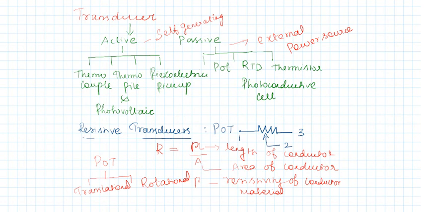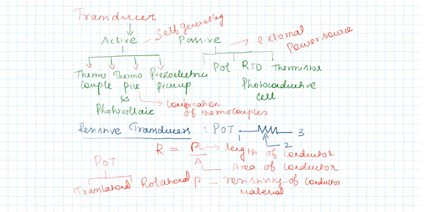The examples of active transducers are thermocouple, thermopile, piezoelectric pickup, and photovoltaic. Thermocouple, you all know the basic principle, is the Seebeck effect. Thermopile is nothing but a series combination of thermocouples. Then piezoelectric is when you apply a force, you will get an electrical voltage.